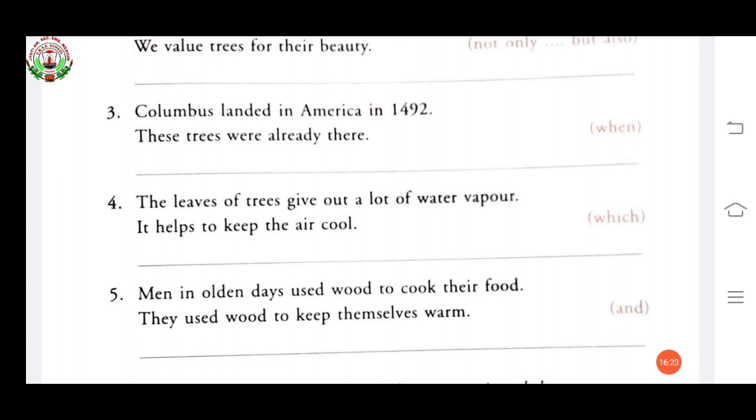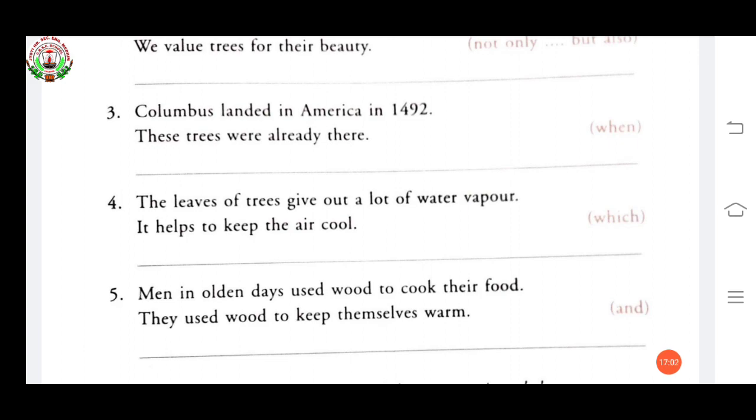Now the fourth one. The leaves of trees give out a lot of water vapor. It helps to keep the air cool. Now you have to add "which". The leaves of trees give out a lot of water vapor, which helps to keep the air cool. Okay, what had you done? When you add "which" after vapor, you have to remove "it".